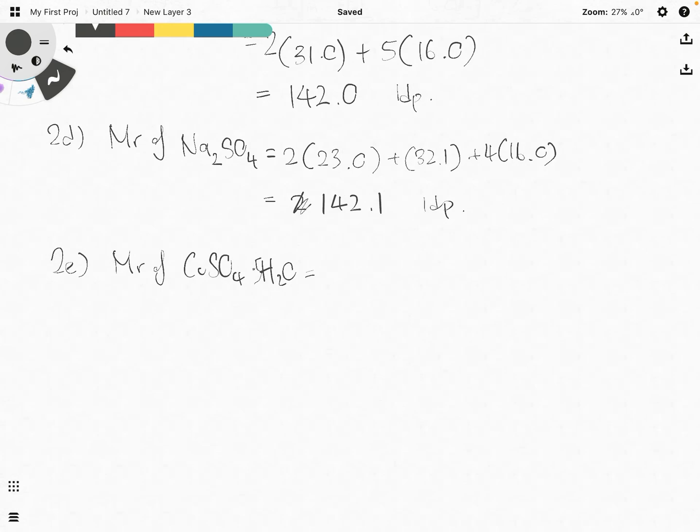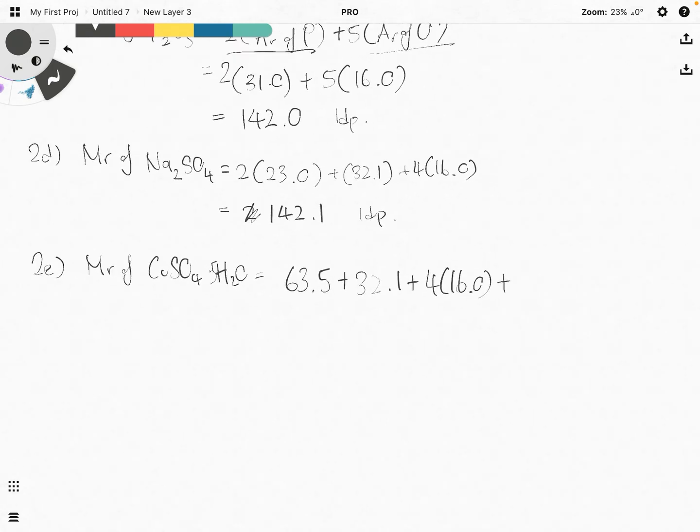So first off, we start off with the copper. Copper is 63.5. Sulfur, 32.1. Oxygen, there's 4 of it, so 16.0. Then let's add the water. Okay, water part is interesting. Each water molecule has 2 hydrogens, each one with a relative atomic mass of 1.0, and 1 oxygen. So it looks something like that. That's 1 water molecule, but there are 5. Okay, so this is what the formula would look like.